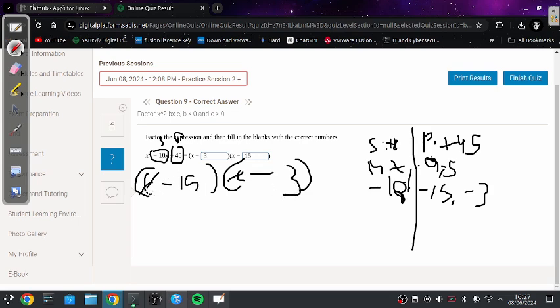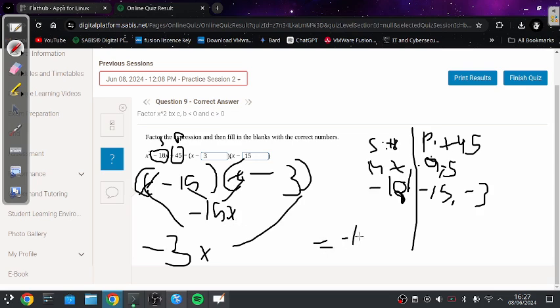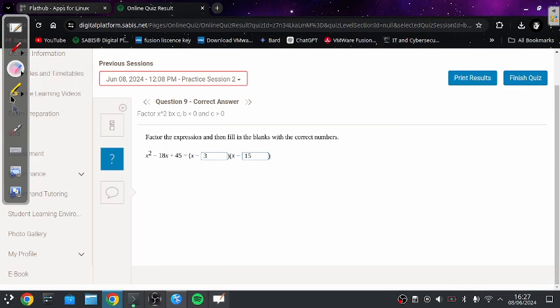Or x minus 3 into x minus 15. Just to show you that they do work. Negative 3x and negative 15x. This gives negative 18x. So your answer is still right. Here they use negative 3 and negative 15, but multiplication is commutative, so you can do whatever you want, really. Okay.